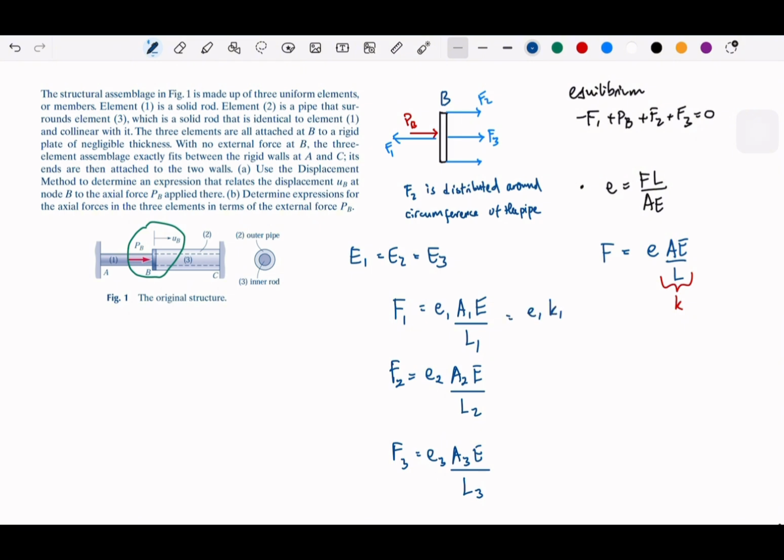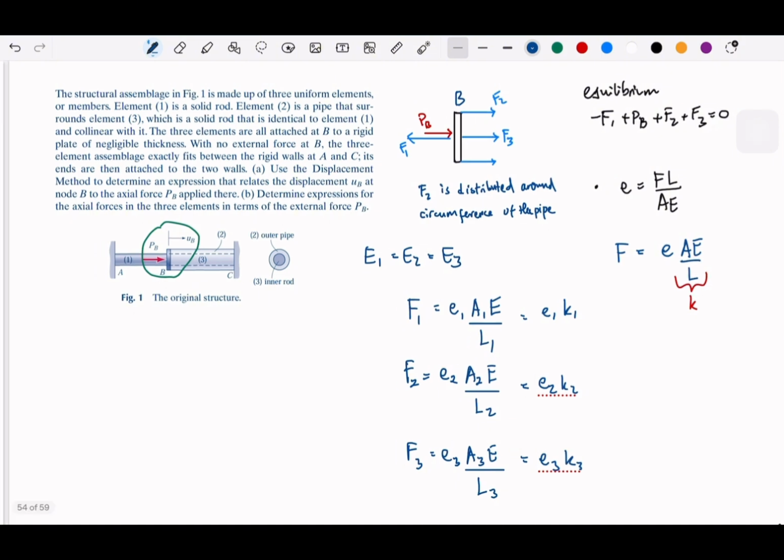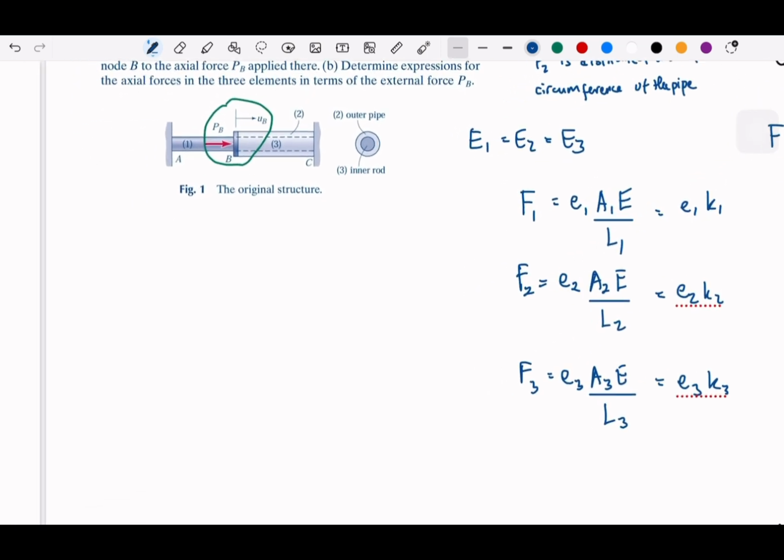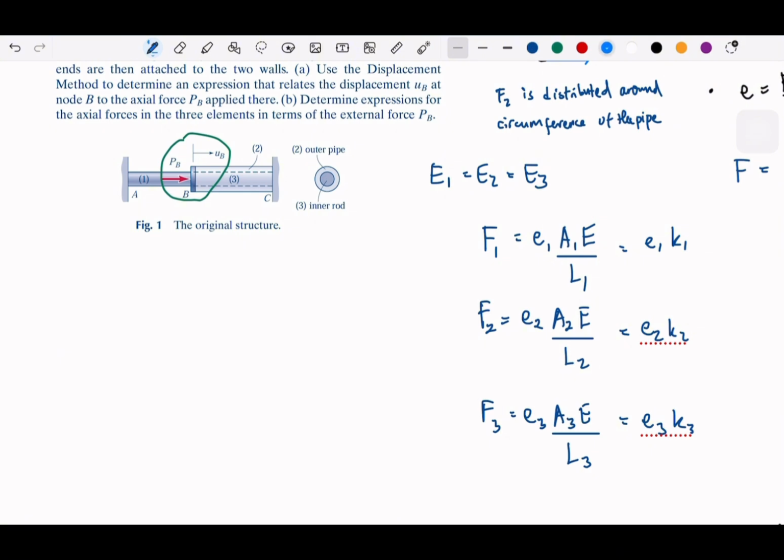Or if you want, you can write as K1. And the deformations that will happen: since the endpoints are fixed to the wall, we know that the total elongation will be 0, right? And if it happens like this, I think it is also similar to what we had before. So this means that element 1 will be extended, right? And elements 2 and 3 will be shortened.